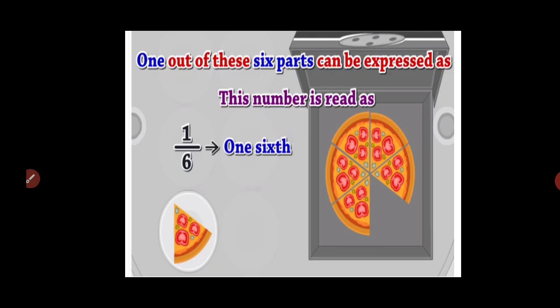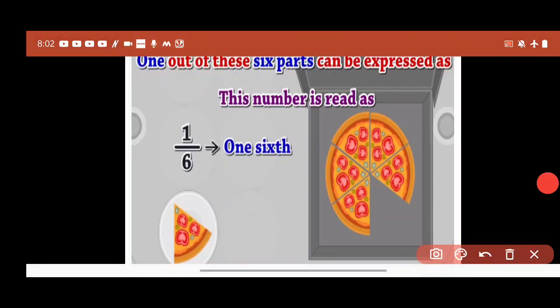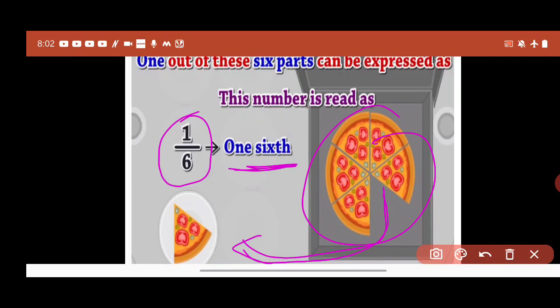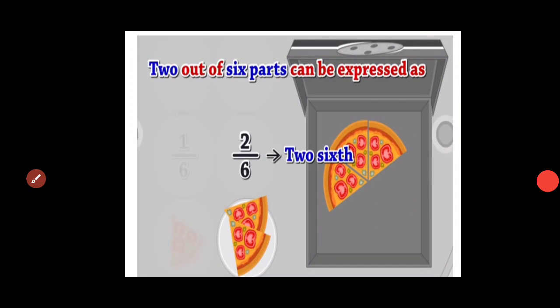One out of these 6 parts can be expressed as 1 upon 6, which can be read as 1/6. As I took one part of the pizza out of the 6 parts, you can read that as 1/6. Similarly, if you take out 2 parts out of the 6, you can write it as 2 upon 6, which can be read as 2/6.